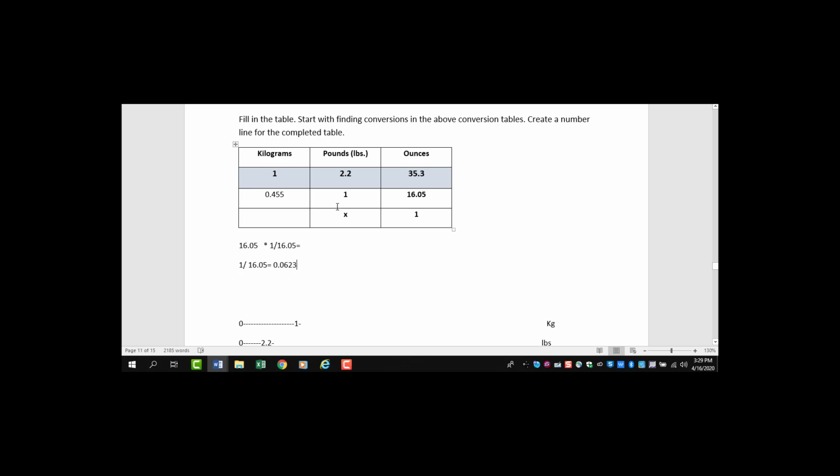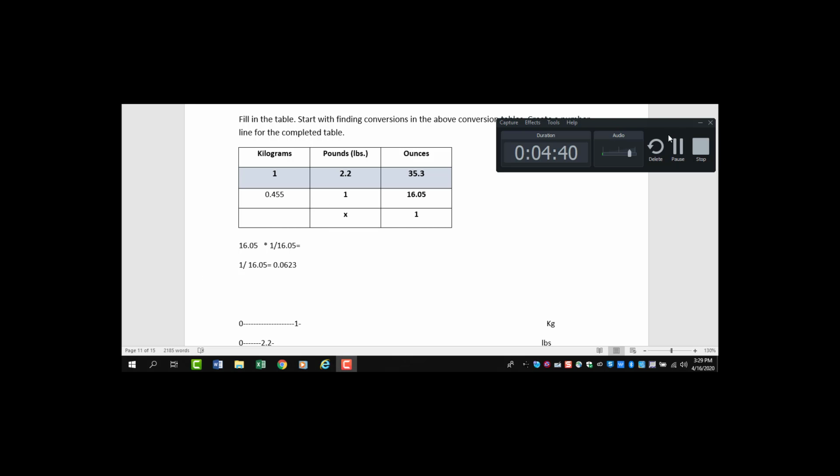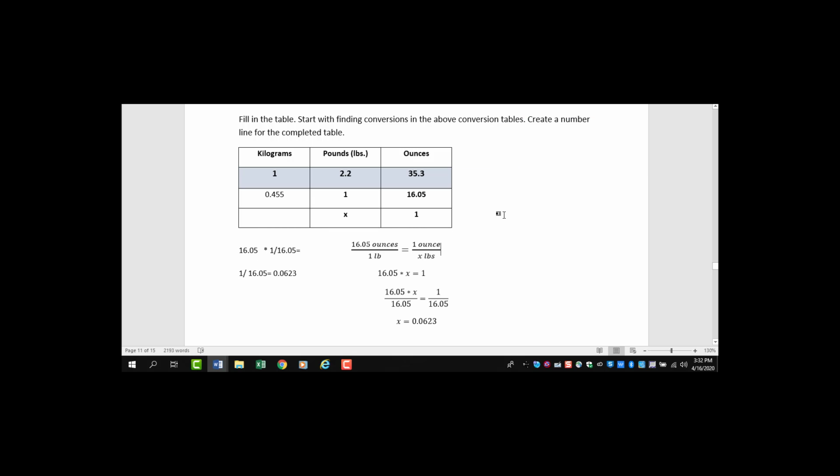But let me put up the work, cross multiplying and dividing. And so there it is. I use this equivalency, and then I'm trying to find out x there. I cross multiply it, I divide it, and I got this. Notice how that's the same as what I got over here when I used the idea of an equivalent fraction. So this number here is 0.0623.